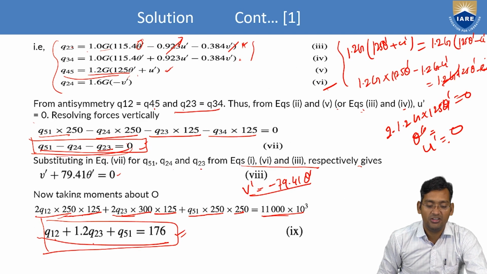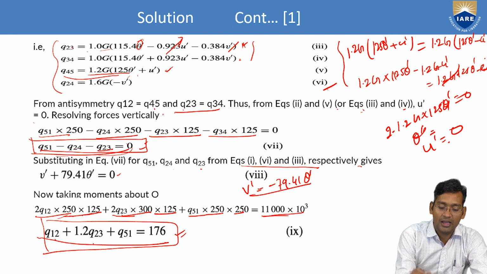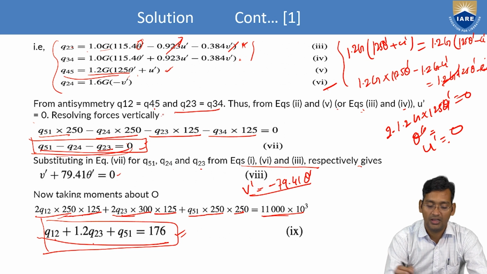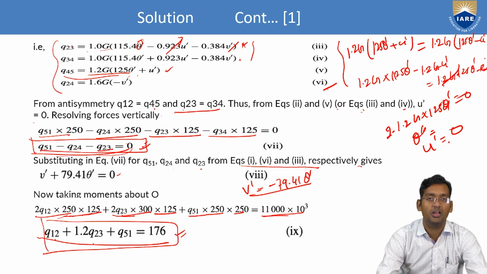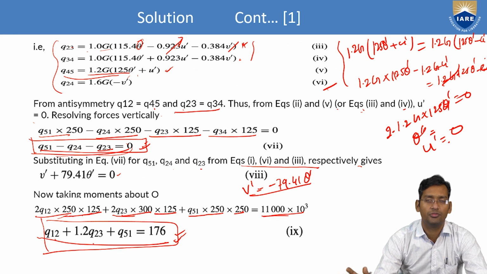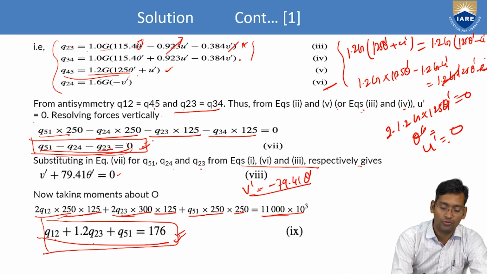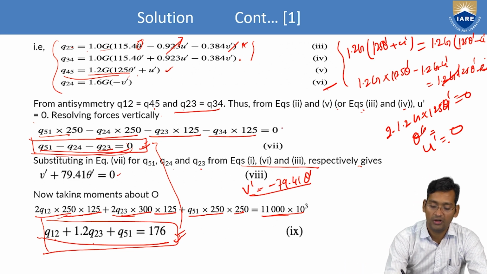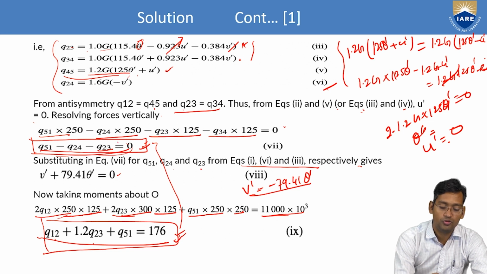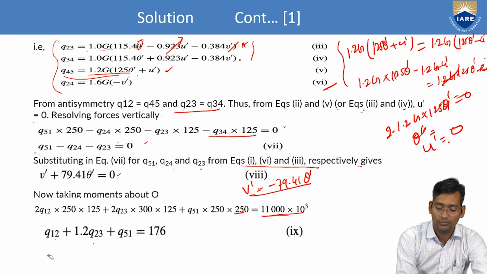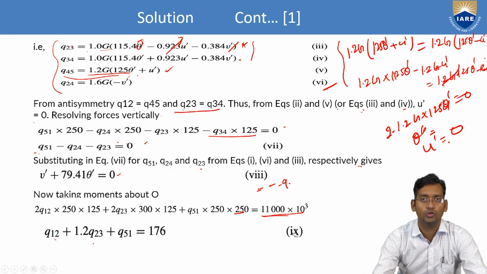So after finding all the 6 equations, what we have to do? Just apply the symmetry condition and then find the values of Q12, Q23 in terms of theta. Right? Then I will resolve the forces vertically and then take the moment. So from these 2 equations, another 2 equations will be there. Already we found from the symmetry that U dash is 0. After that, just substitute the values of Q51, Q24, Q23 and all. Right. Then solve those 2 equations.